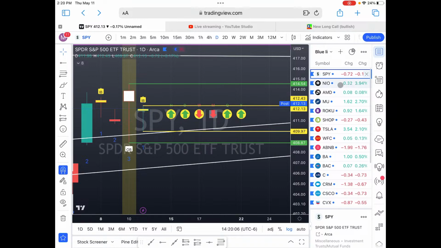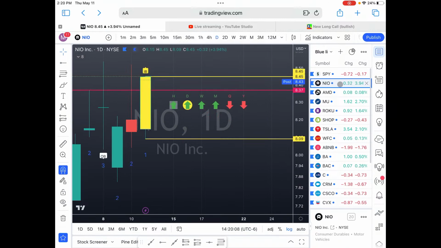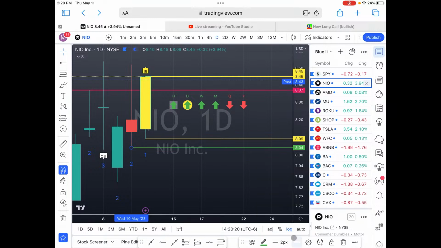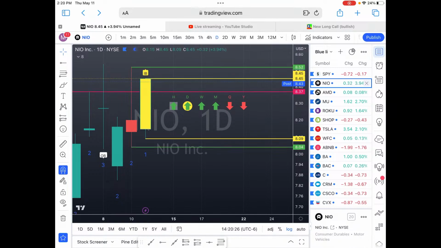Okay, so we'll move away from that. Let's just move on to NEO here. Okay, so NEO has an inside bar. Okay, so we talked a little bit about the inside bars on SPY. Let's talk about it on NEO as well. I'm just going to give you guys some targets here. My targets are always green. And there.